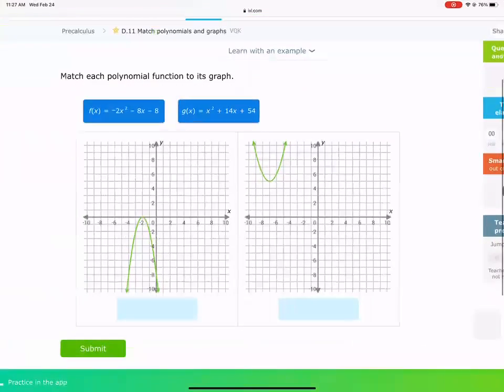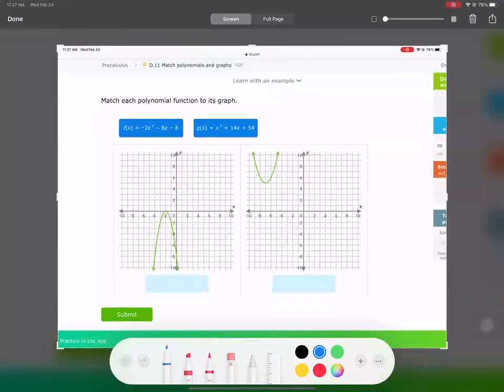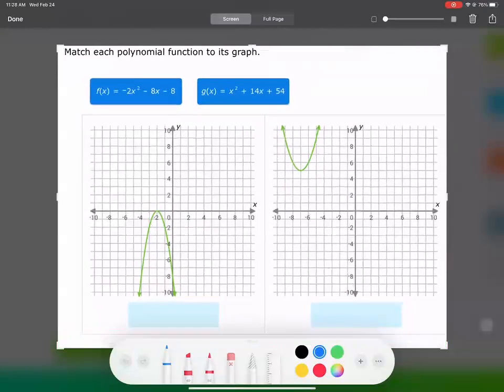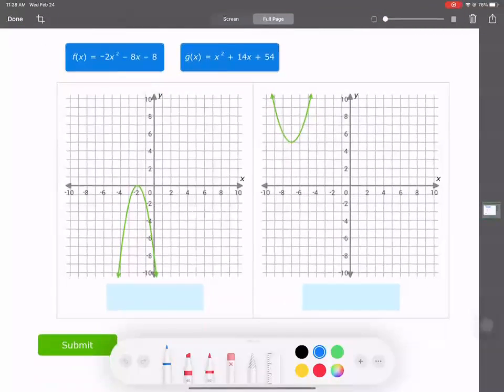And the question is, as you can see here, it's simply to match the graph with a polynomial. You could just guess, but that's not going to help you in the long run. And there are a couple of takeaways here that I want to make sure that we're catching. So let's look at some characteristics of these.